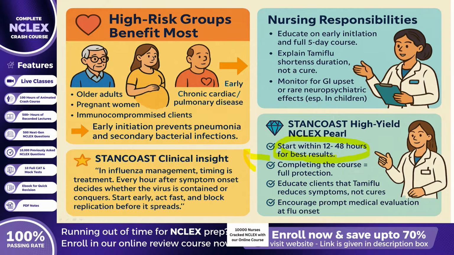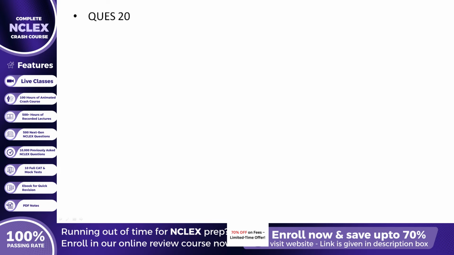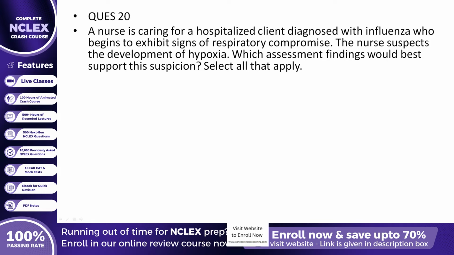Let us now smoothly transition into our next advanced level NCLEX-style question that focuses on respiratory assessment and critical thinking in nursing care. Imagine a nurse caring for a hospitalized client diagnosed with influenza who suddenly begins to show subtle signs of respiratory compromise. The nurse suspects the development of hypoxia and must determine which assessment findings best support this suspicion. To explore this further, here are the options we need to consider.